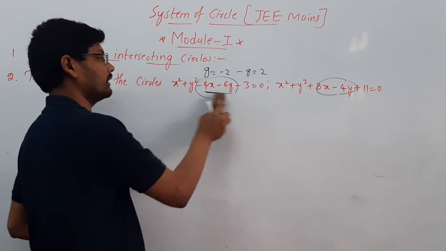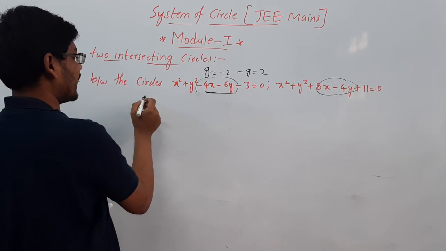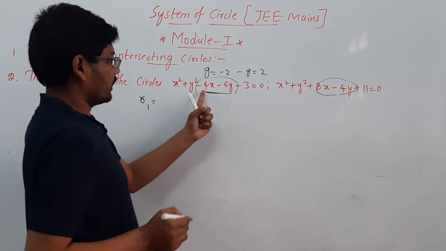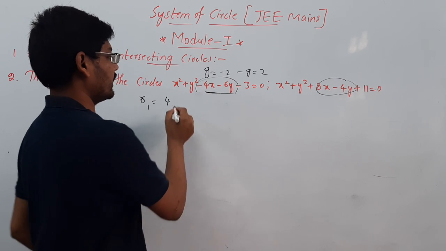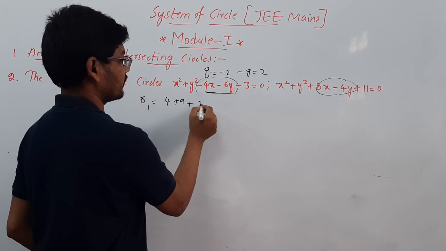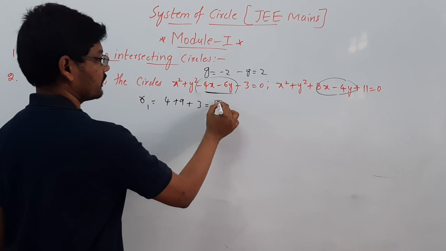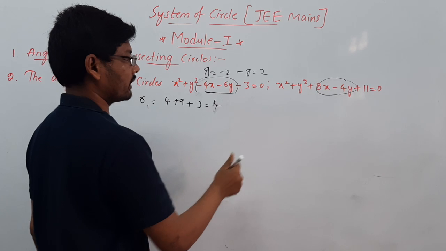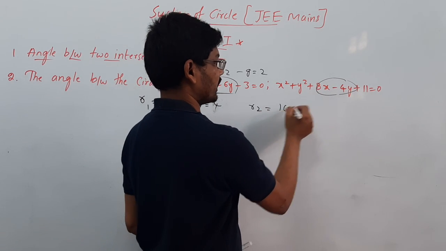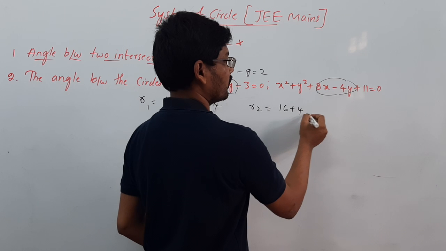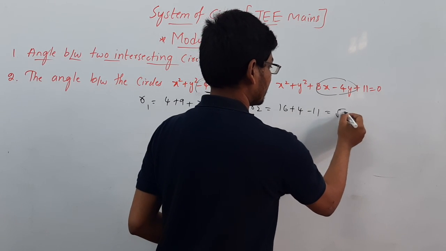How to solve this question quickly? Directly write r1: 2 square is 4, next 3 square is 9, plus 3, directly that is the value of 16, that is nothing but 4. Take r1 directly. r2 also directly: next 4 square is 16, 2 square is 4, minus 11, so that is 9, root 9, that is nothing but 3.